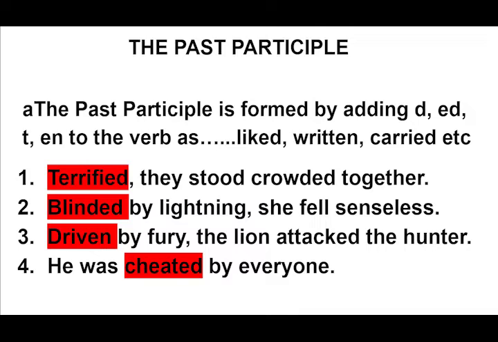Now let us look at the third sentence on the slide. Driven by fury, the lion attacked the hunter. Here, the underlined word driven is the past participle of the verb drive. Now look at the fourth sentence. He was cheated by everyone. Here, the underlined word cheated is the past participle of the verb cheat.